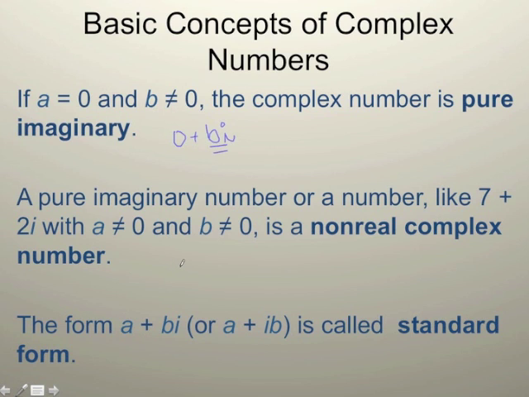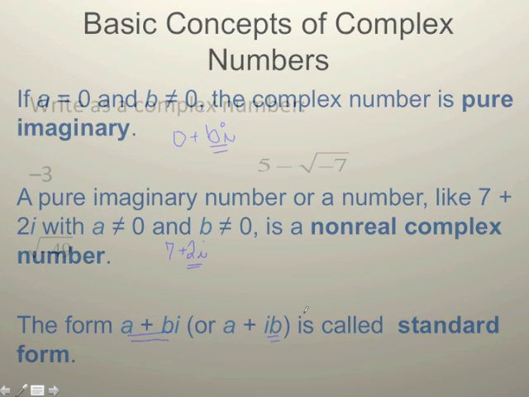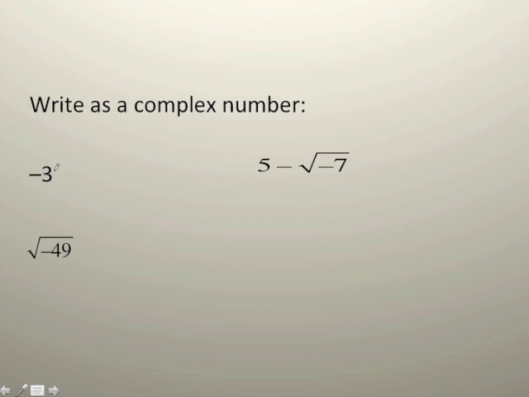Pure imaginary number, or a non-real complex number, 7 plus 2i, since it has an imaginary part, is a non-real complex number. And a form a plus bi, or a plus ib, this is the standard form. We'll talk about why we sometimes write the i first as we go along. Writing as a complex number here, the first one we only have a real part, so it'll be the real part plus 0 times the i for the imaginary part.